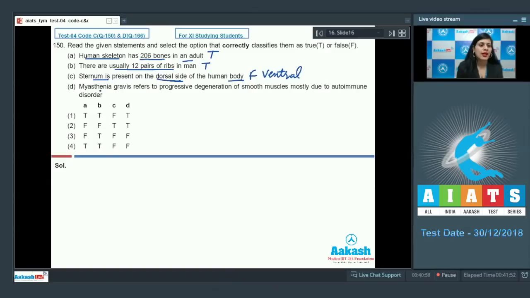Last statement given is myasthenia gravis refers to progressive degeneration of smooth muscles mostly due to autoimmune disorder, and this is a false statement because myasthenia gravis is an autoimmune disorder which is a progressive degeneration of skeletal muscles and not smooth muscles. So the correct answer to this question is option number 4, that is true, true, false, false. Let's discuss our next question.